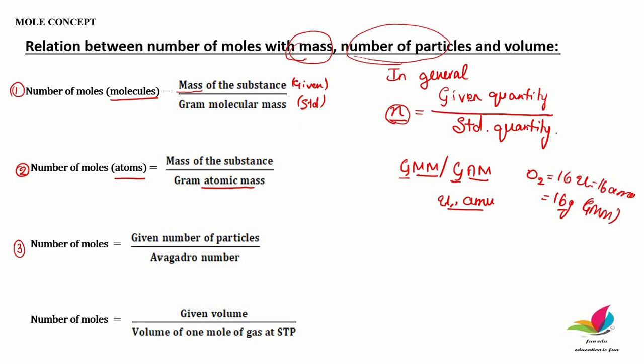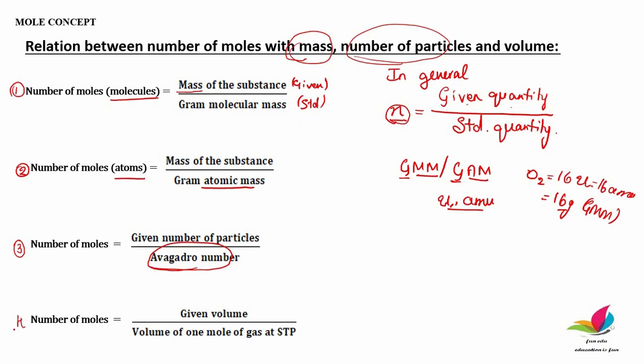See here, number of moles is equal to given number of particles by standard number of particle. What is standard number of particle? For any substance, standard number of particle is nothing but Avogadro number, correct? Just now we have seen 1 mole of any substance will be equal to how much number? Avogadro number, that is 6.023 into 10 to the power 23. That is the standard value. So that's why number of moles will be equal to given number of particle by Avogadro number.